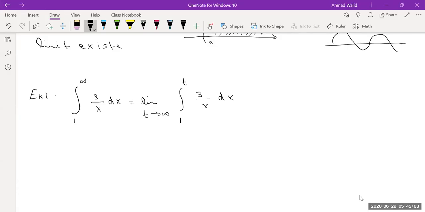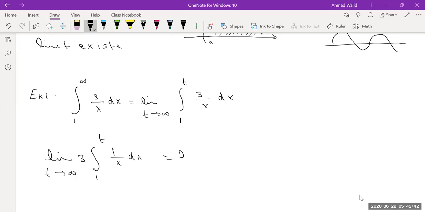Then my next step will be limit as t approaching to infinity. Here, instead of 3 over x, I can pull out the constant outside. I can write 3 integral from 1 to t 1 over x dx. Wow, very easy integral. I know already what is integral of 1 over x. It's ln absolute value of x. You can even push this 3 before the limit based on the limit rules. Wherever you keep it, it's okay.